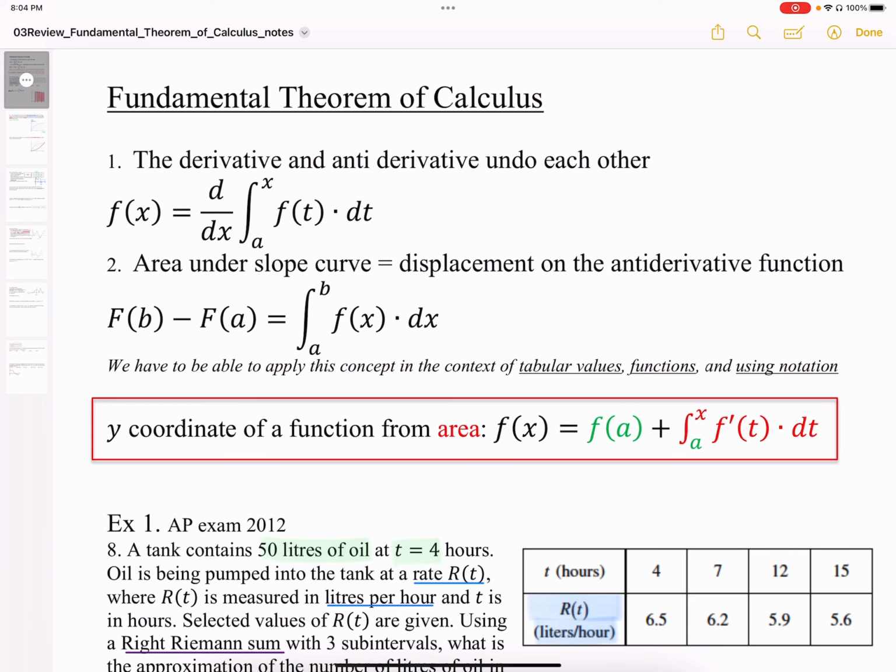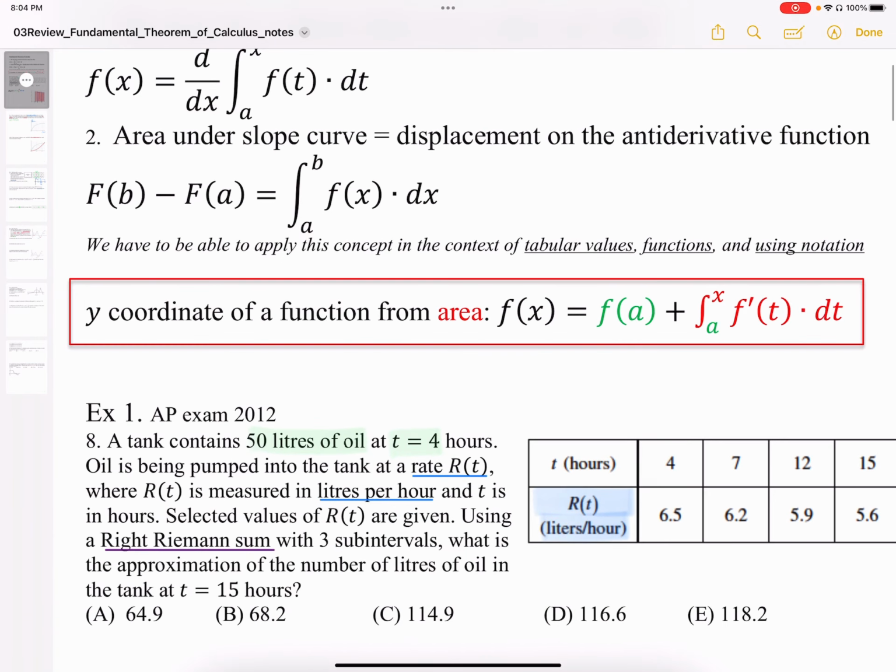Now, this idea we have to be able to apply in different ways: in the context of tabular values, when we're dealing with functions, and when we're dealing with notation. So sometimes we have to differentiate notation. One of the big ideas that you'll see on the AP exam is that the y-coordinate can be found from area. But to do that, we need a starting point.